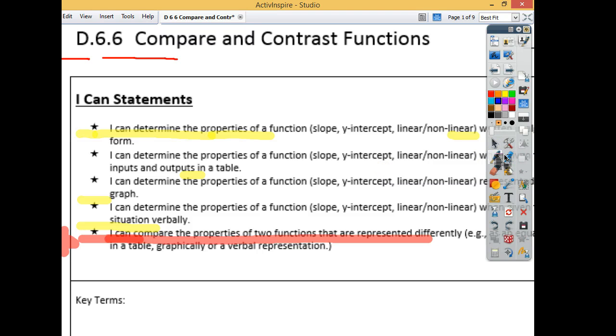So basically, we have done all of these. I can tell me the slope. You can tell me the y-intercept. You can tell me if it's linear or non-linear, by a written form, by y equals mx plus b. You can determine if it is all those things by using a table.